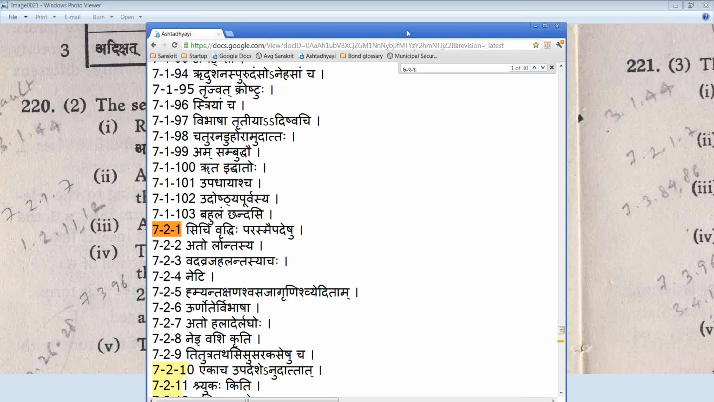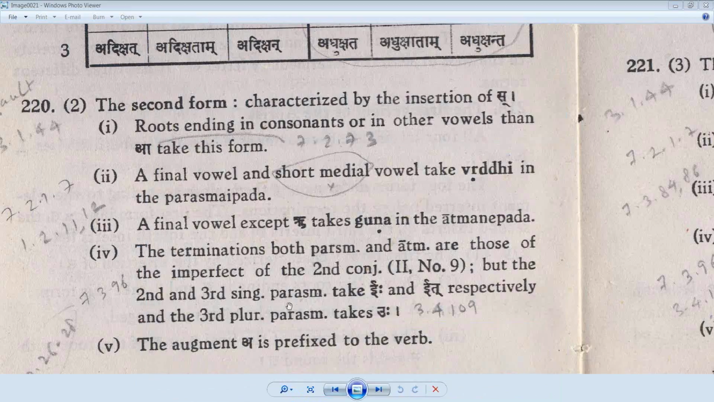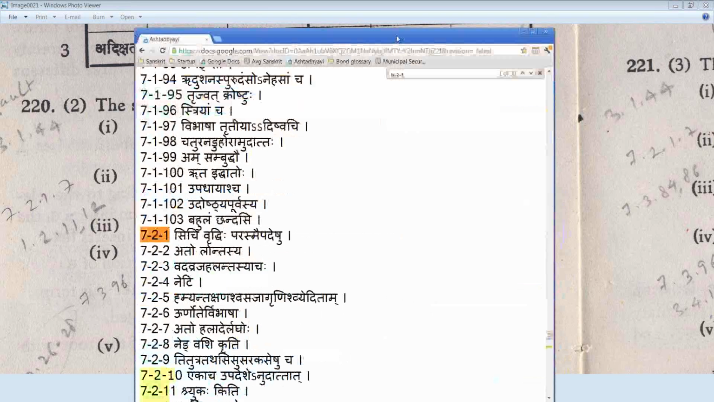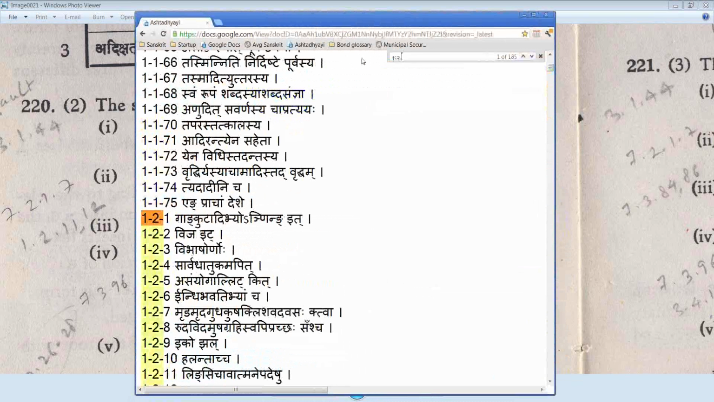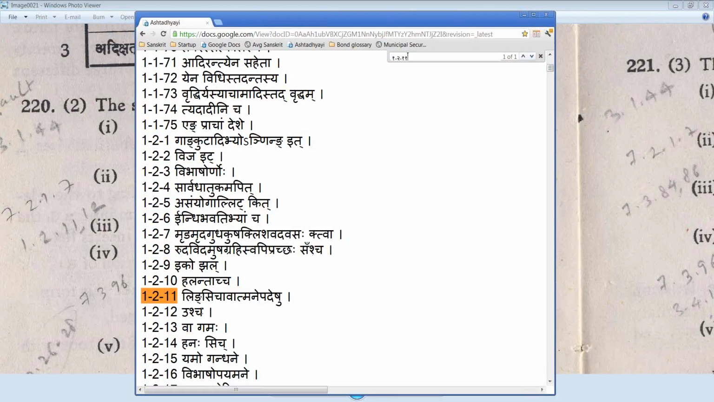That is why in the book he says that a final vowel except ruvarnaha takes guna. Okay, so he didn't say the medial vowel because of 1.2.11. Ling sicha atmanepadeshu. Anuvritti of ikaha and halantad is coming there. So these two sutras we have studied in the context of the ashir ling, but now we are using them in the context of the sich pratyaya, ling sicha atmanepadeshu and ushcha.